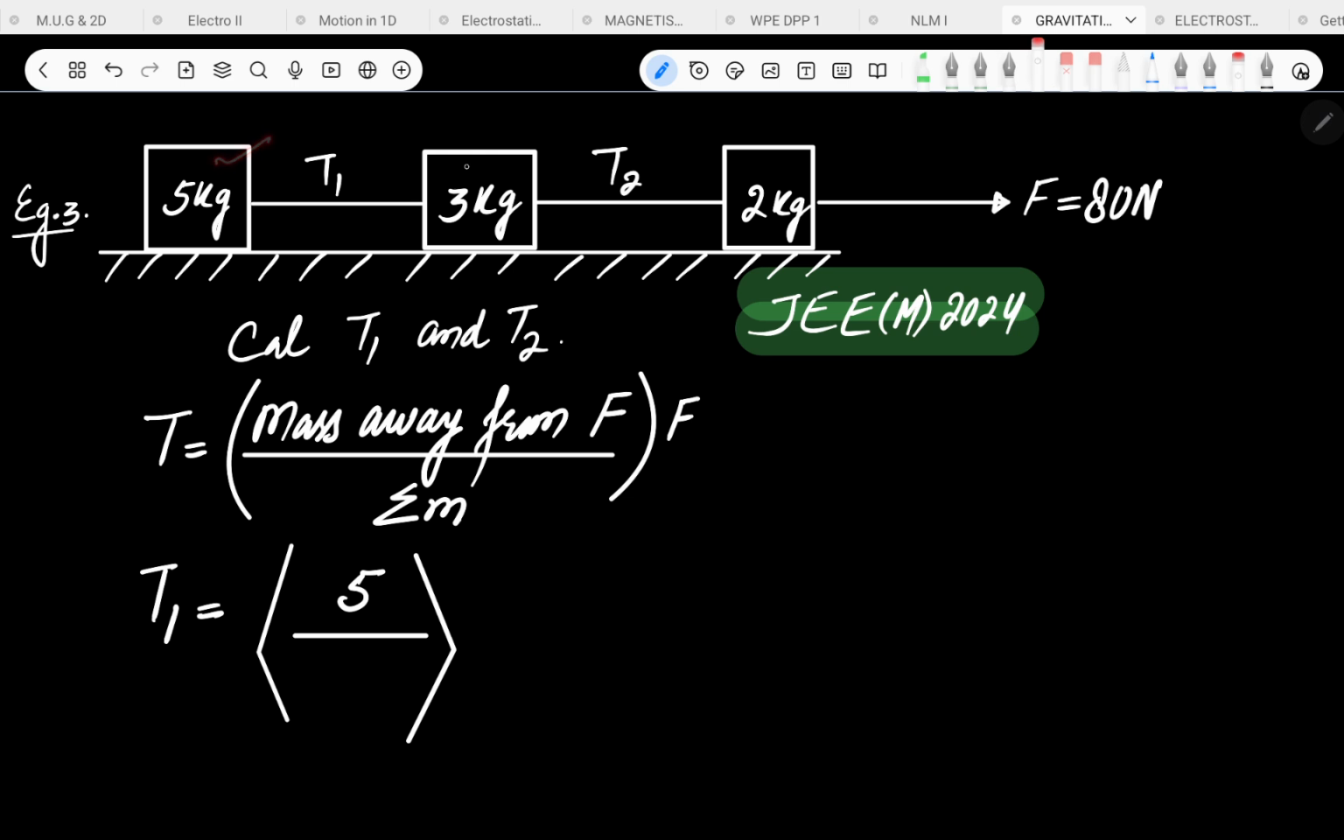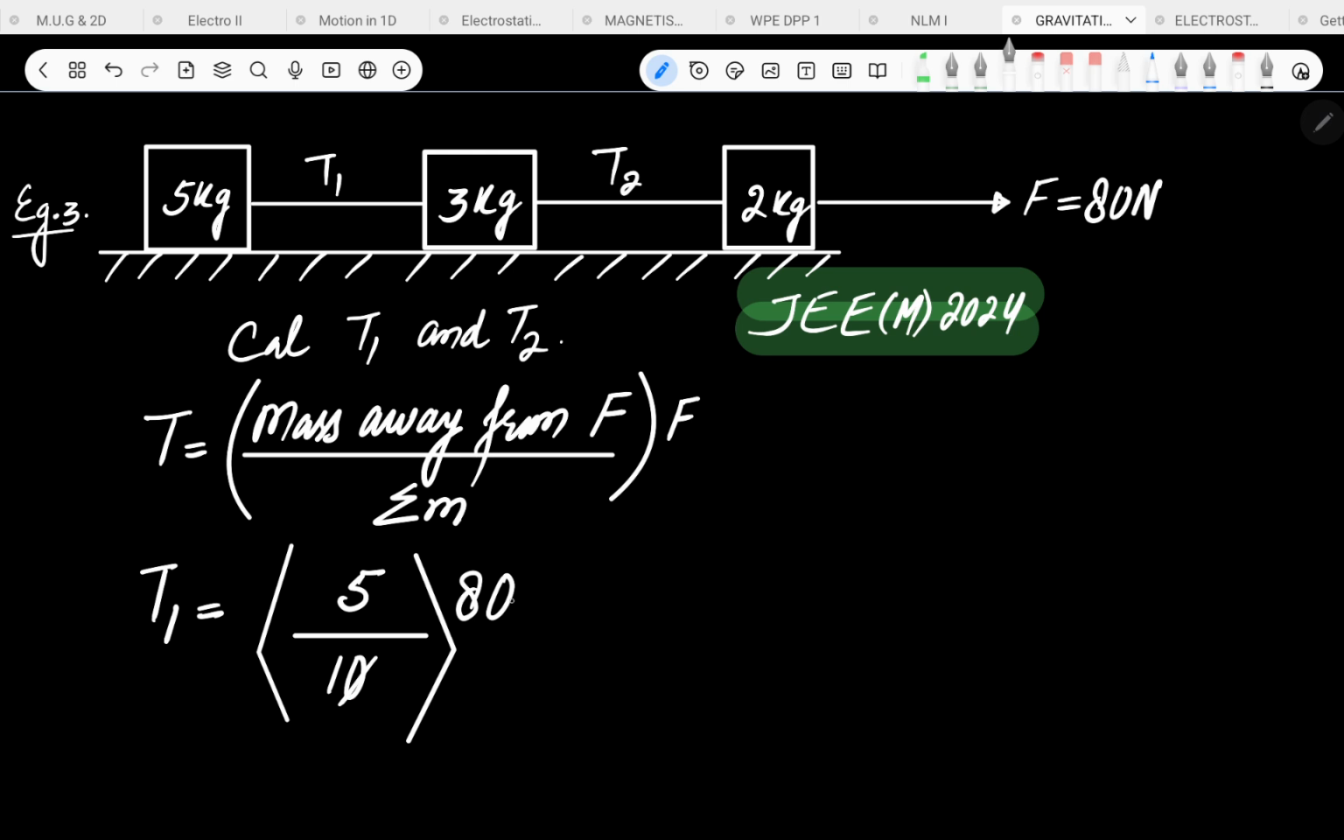5 plus 3 is 8. 8 plus 2 is equal to what? That is equal to 10. So divided by total mass, that is 10, into external force. Now see that the external force is this 80 Newton. So let me write down here 80 Newton.